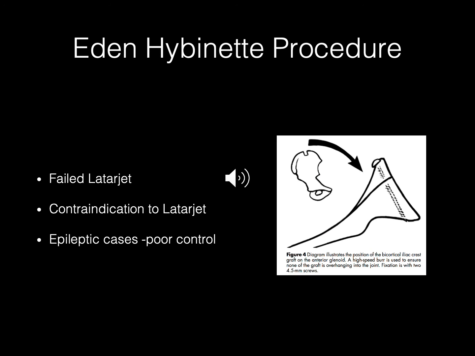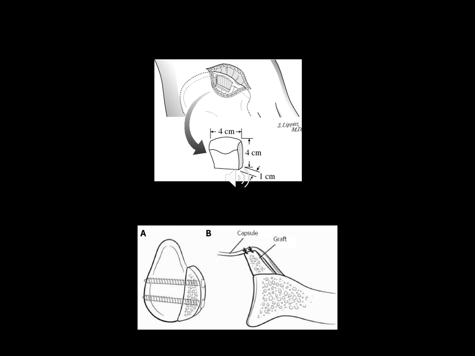The Eaton-Hybinette procedure uses a tricortical iliac crest graft in the case of significant bone deficiency on the glenoid side, and I tend to use it in failed latch-J, or if there's a contraindication to latch-J, and I've mainly used it in patients with epilepsy. We use quite a large graft measuring 4 centimeters long, and this naturally can lead to some graft harvesting morbidity.